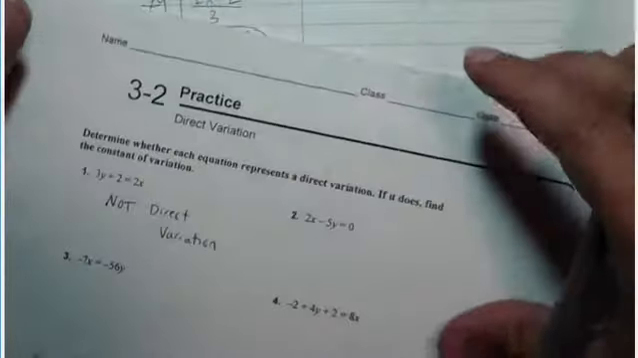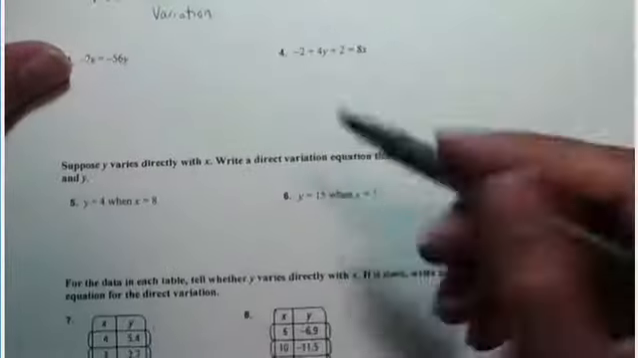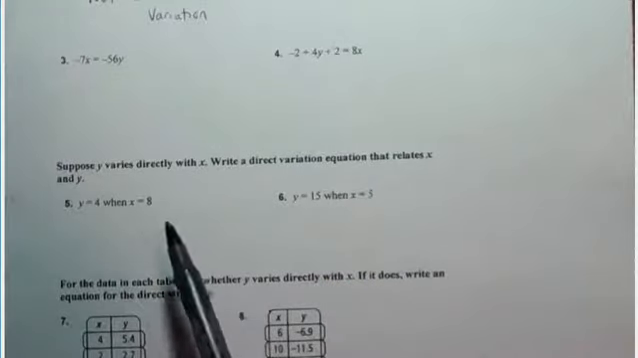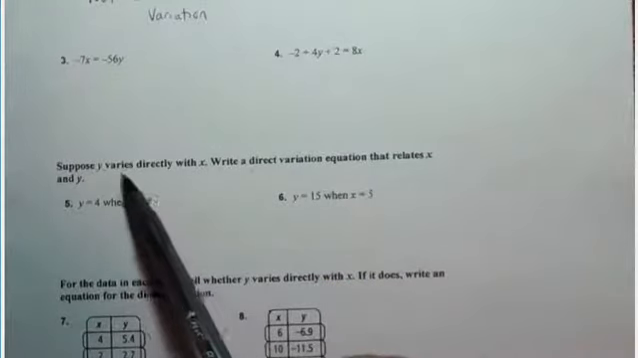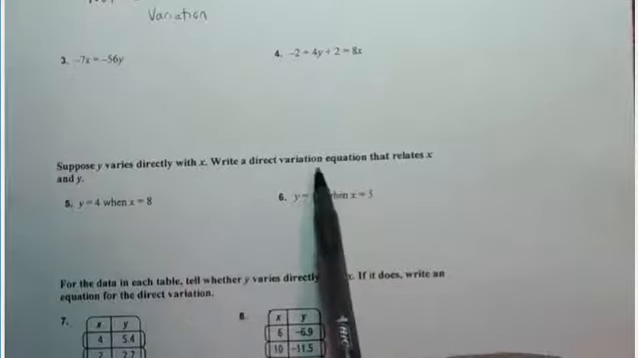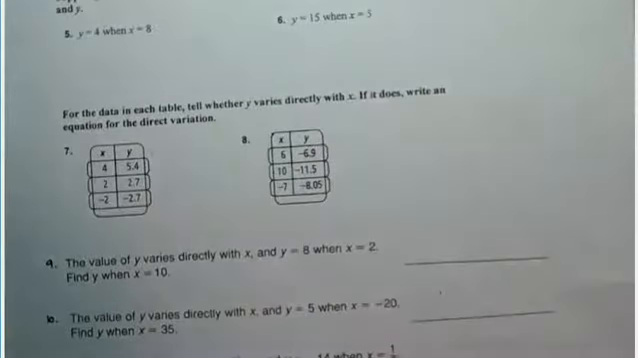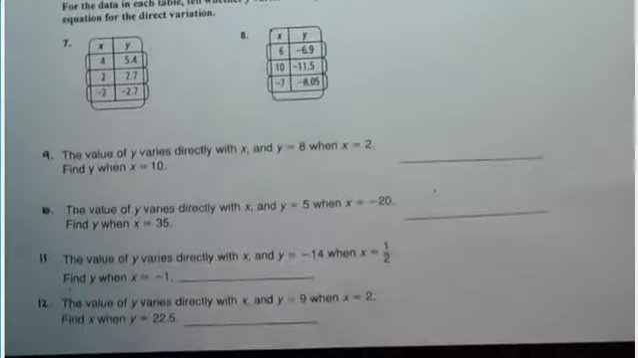If you look at 5 and 6, this is similar to the word problems that we did, not in class today, but yesterday. It says y varies directly with x. Write a direct variation equation that relates x and y. So you're going to know how to write the equation. 7 and 8, write an equation for the direct variation, so you have to find the k to write the equation. And 9 through 12 are very similar to what you did in your notes yesterday.